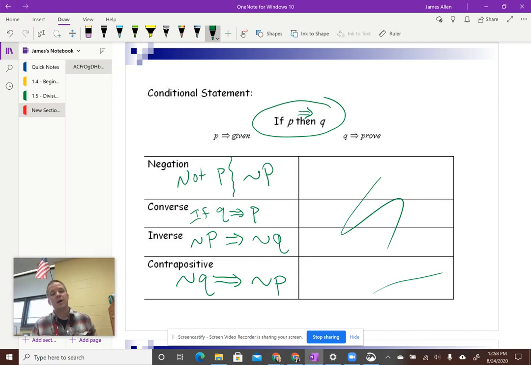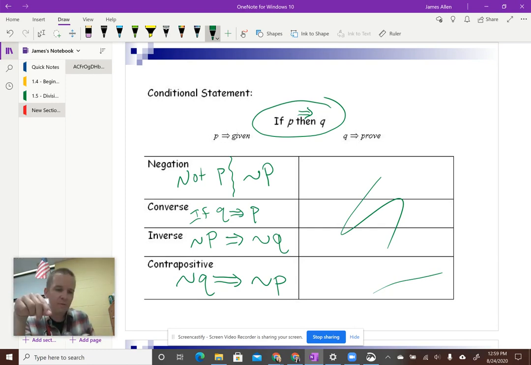Fun fact about the contrapositive is if the conditional statement is true, the contrapositive will also hold true. All right. And we will see that in practice here in a little bit. But if my original if-then is a true statement, the contrapositive will have to hold true. Let's actually think about an example.